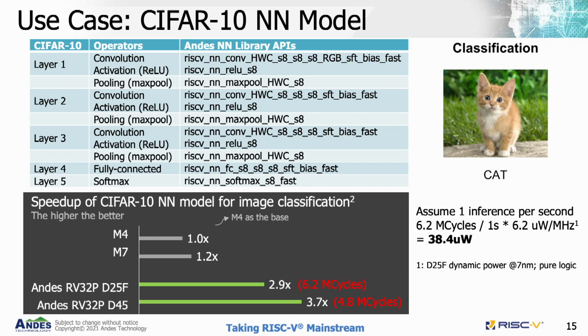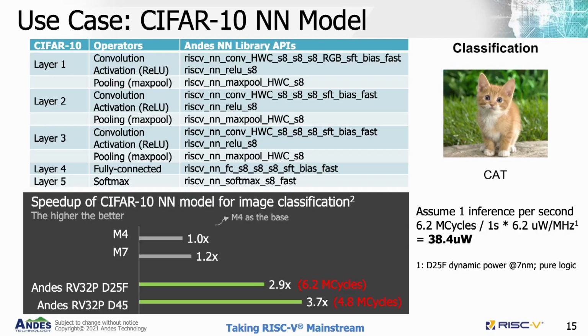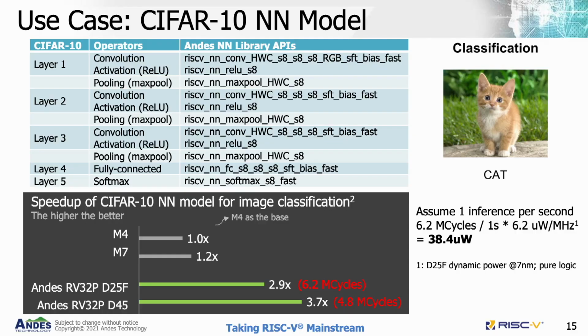And we can calculate the power consumption. After a simple calculation, if we have 1 inference per second, we can have power consumption of about 38.4 microwatts. With this low power consumption and the high performance, we can deliver the tiny ML devices very easily.